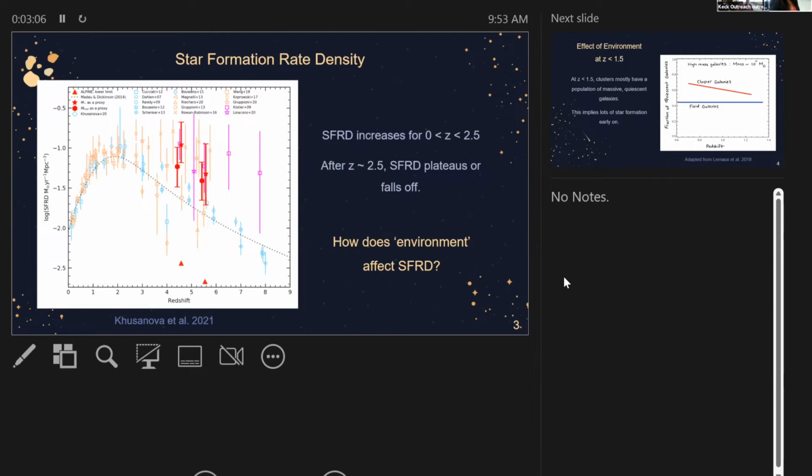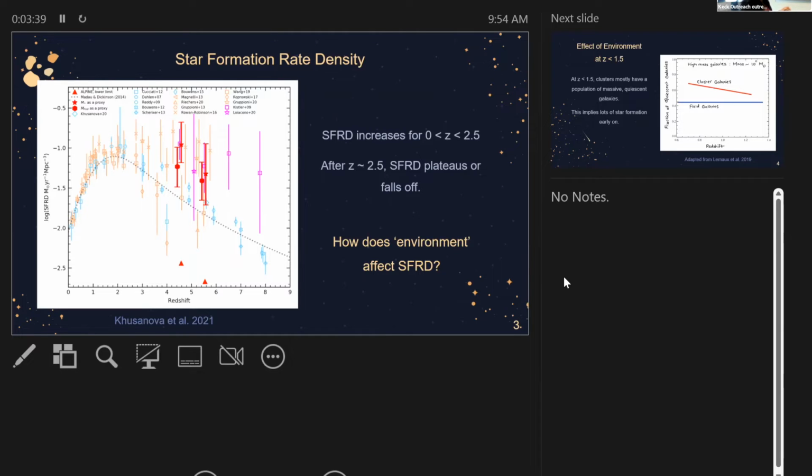Let me contextualize what star formation rate density is. Star formation rate density is star formation rate per unit co-moving volume. And I am looking at the SFRD across the history of the universe to see if I see some trends. This plot shows different studies from 2007 to 2021 that use different techniques. So that's where all the different data points come from. They all use different techniques to find star formation rate density.